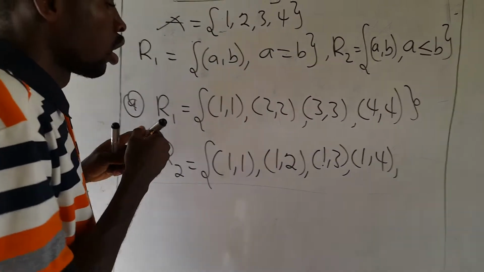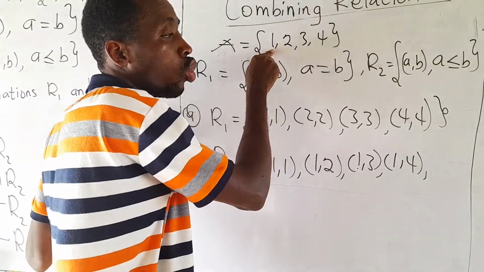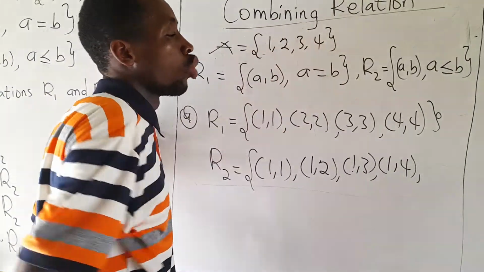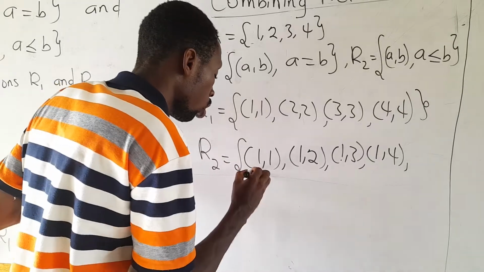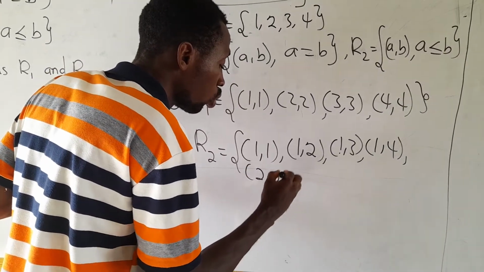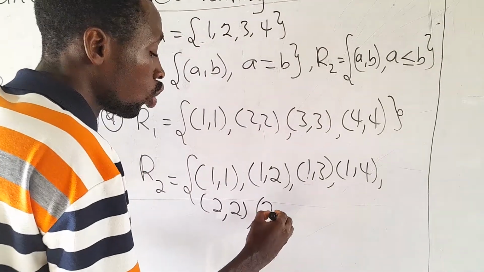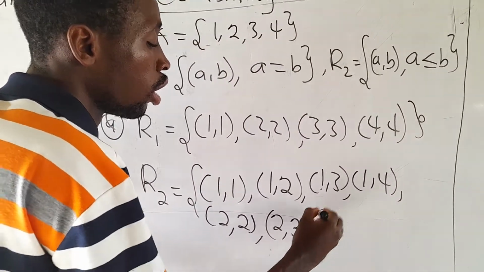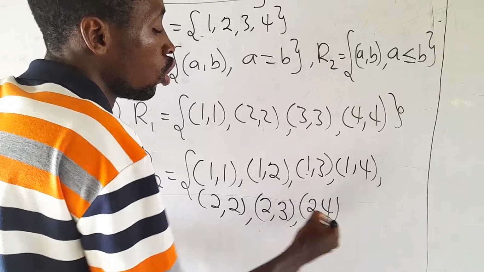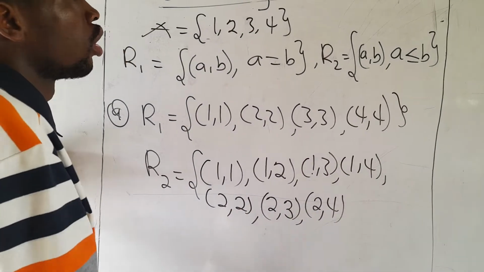Now, can we pair 2, 1? No. 2 is greater than 1. So you can't pair 2, 1. But we can pair 2, 2. 2 is equal to 2. Can we pair 2, 3? Yes. 2 is less than 3. We can pair 2, 4. 2 is less than 4.